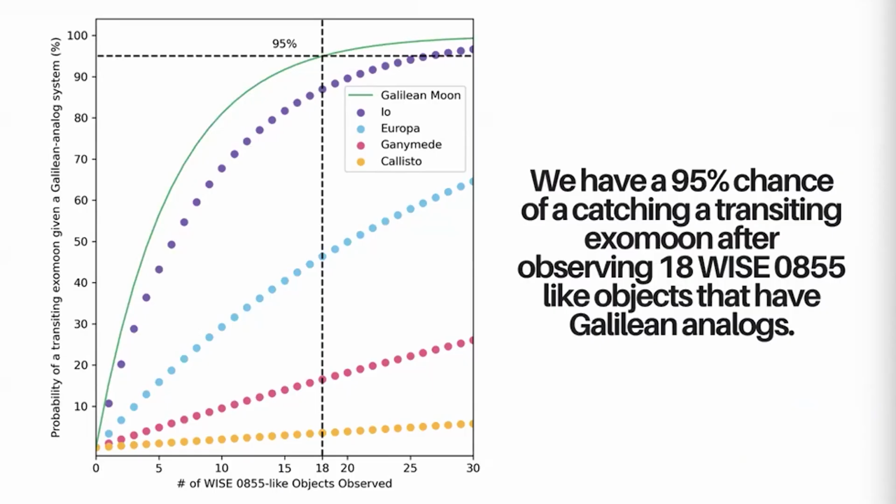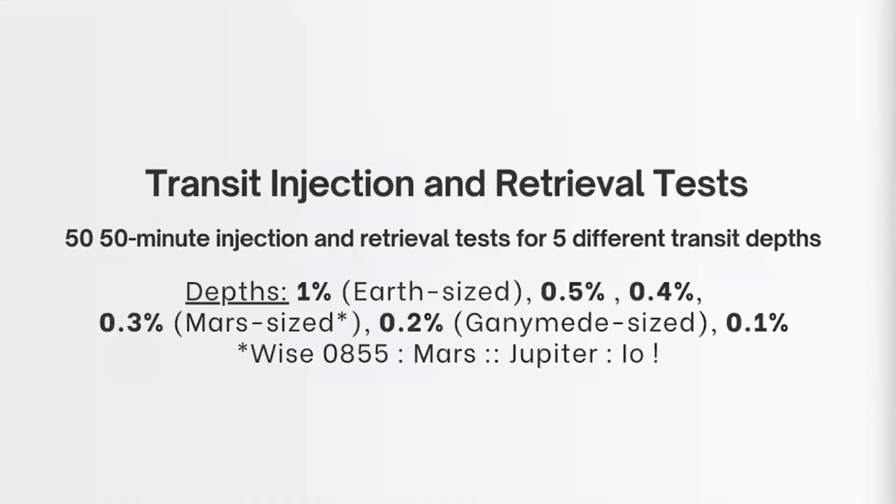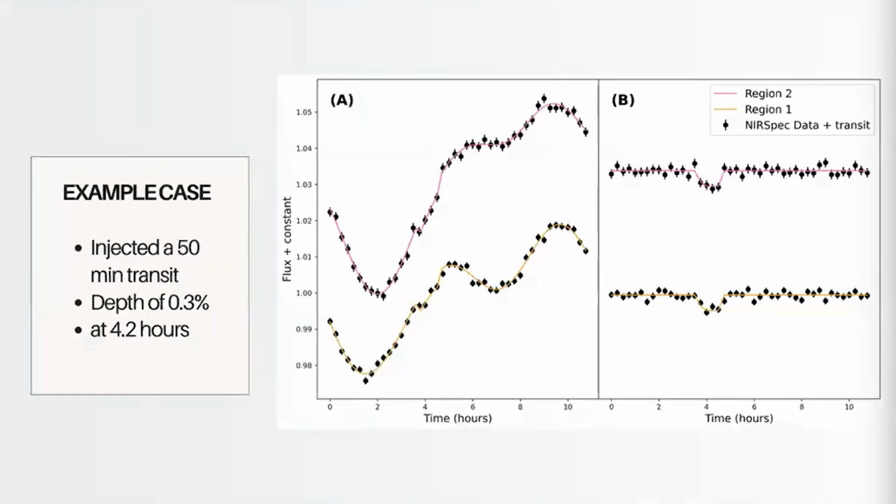So the caveat here is that just because we have some data that has a transit in it, that doesn't guarantee that our models are going to see it. And so we have to figure out how well our models are doing in recovering these transits. Although we didn't find the moon, the next step is to test that model performance by injecting artificial transits and retrieving them. So I did this, 50 tests each for 6 different transit depths, ranging from 1% down to 0.1%. And I just want to show an example case here.